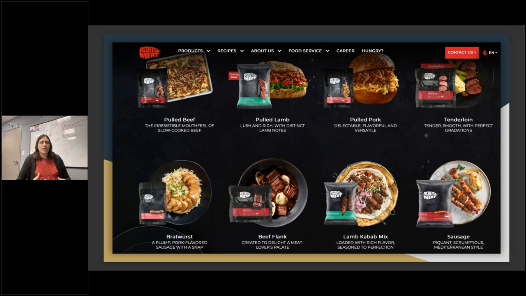Redefine Meat is 3D printing meat using fat, blood, and muscle to mimic the marbling and taste found in various cuts of steak, all without using any animal products.